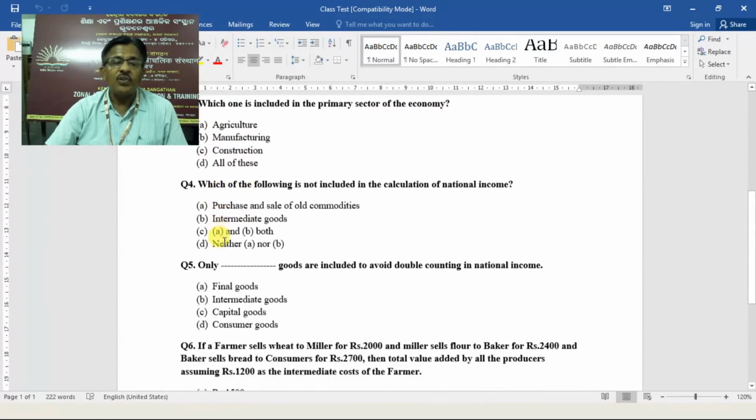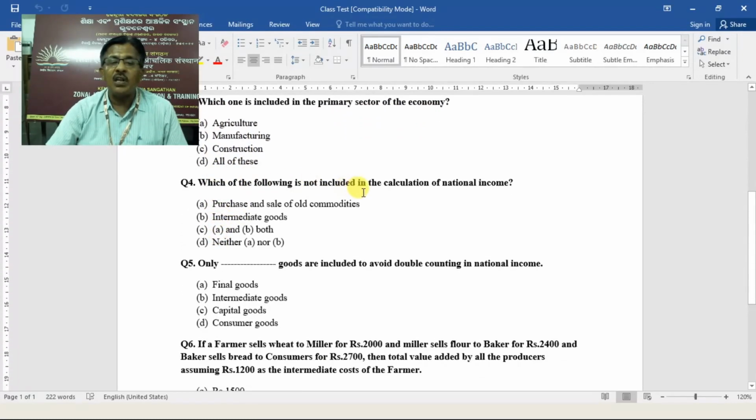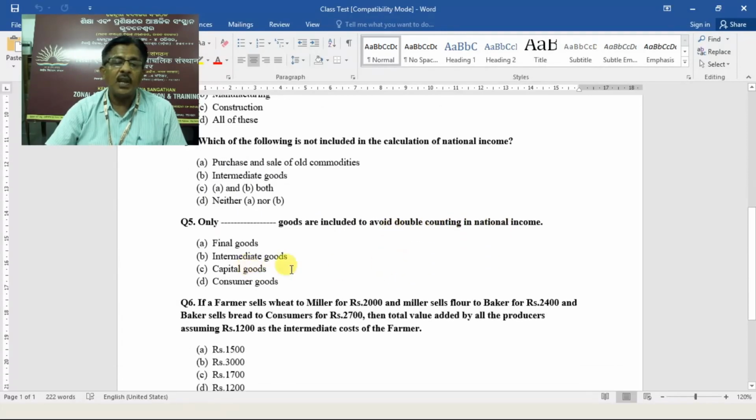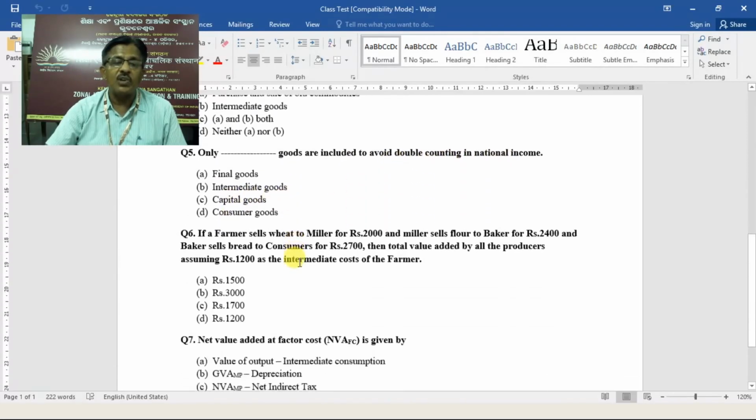Then number 4, which of the following is not included in the calculation of national income? Purchase and sale of old commodities, intermediate goods, A and B both, neither A nor B. Only dash goods are included to avoid double counting in national income: final goods, intermediate goods, capital goods, consumer goods.